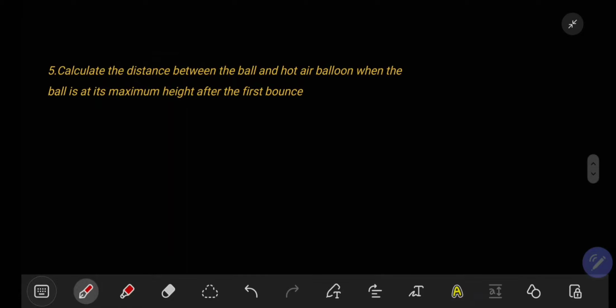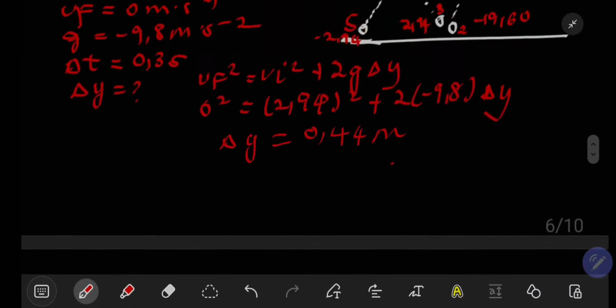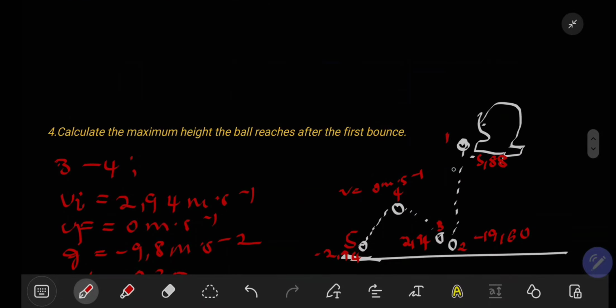So this one, they want the distance between the ball and the hot air balloon when the ball is at maximum height. They want this distance here. They want the displacement between the hot air balloon and the ball when this ball is at maximum level here.